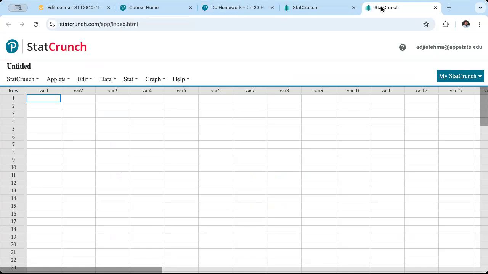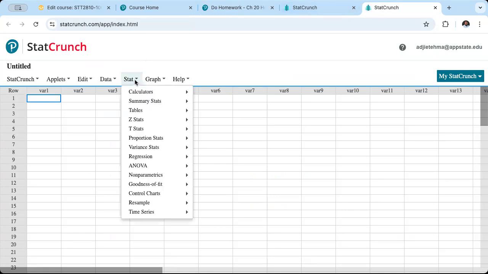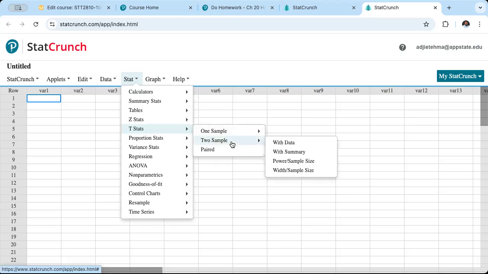So I have my StatCrunch opened. And so we go to Stat, and then we go to T Stats. It's the same thing we did for the one sample t-test. So T Stats, but here we have what? Two samples. Is that okay? Because we have smokers and non-smokers. So you go to Stat, T Stats, Two Sample.